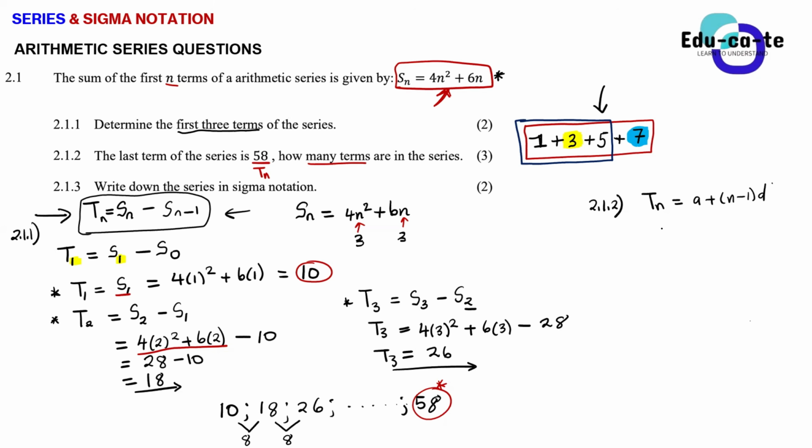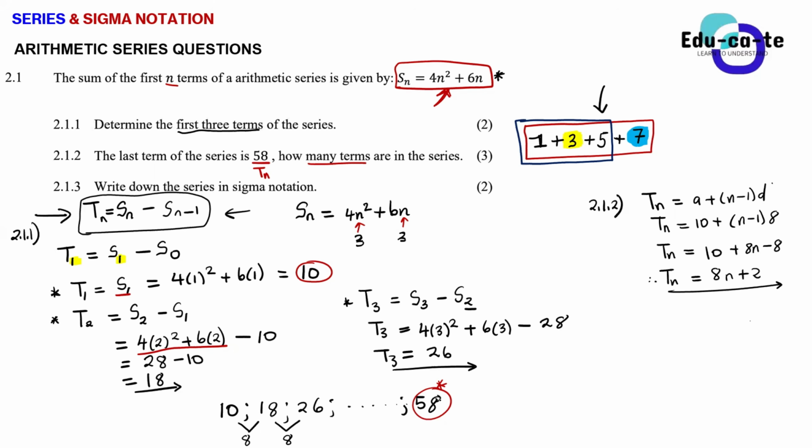Okay, if you find the general term, you will definitely be able to find how many terms there are in total. You substitute A and D there. So Tn will be equals to 10 plus 8n minus 8. What do we get? 10 minus 8 is 2. Yes. So Tn will be 8n plus 2.